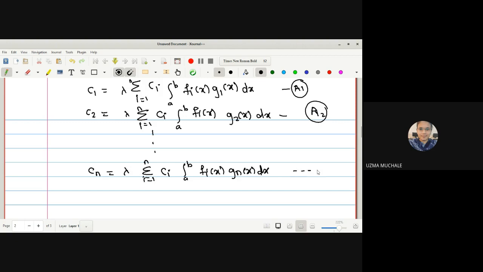So this is what our equation number an we have obtained by substituting the values of c1, c2 up to so on cn. Now we can solve these equations in terms of c1, c2, c3 in such a way that we get the values of those terms, right? So for that, firstly, in every integration we have fi of x into g1, next fi of x into another term g2, next fi of x into another term gn. But here fi is constant, and the change is for g1, g2 up to so on gn, right?